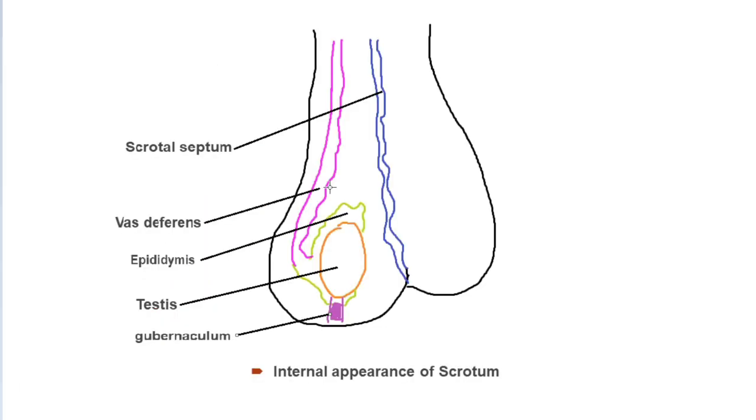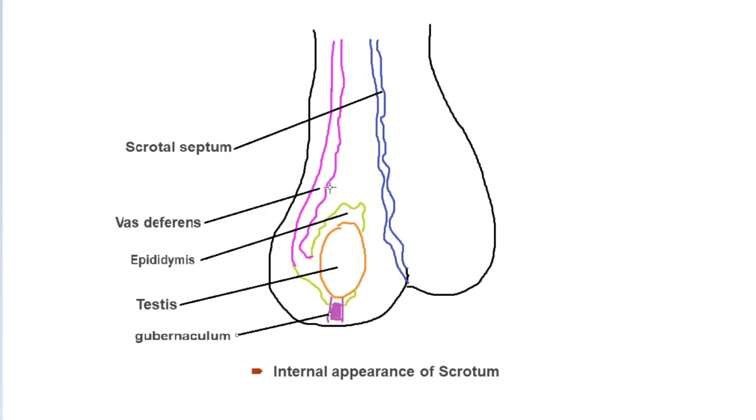In this figure we will see the internal appearance of a scrotum. Internally, the scrotum is divided into two compartments with the help of one septum. The first labeling you can see is called the scrotal septum, shown with a blue double line. The double blue line from top to bottom is the scrotal septum, and it internally divides the scrotum into two compartments, one right and one left. In this figure also, you can see the left compartment is slightly lower than the right one.